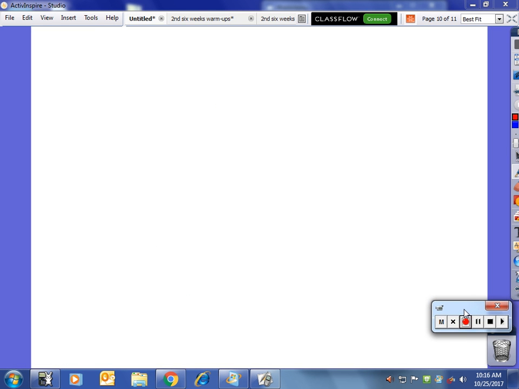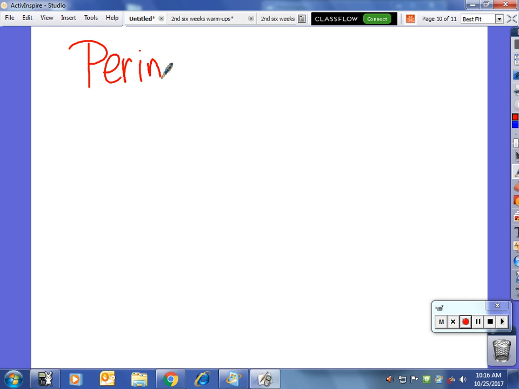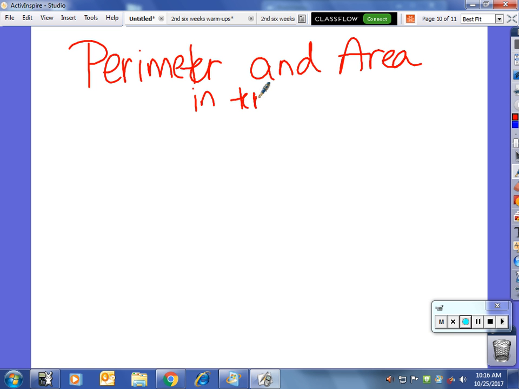Alright, the first thing I want to look at, guys, is more perimeter and area problems. And this time we're going to have dimensions that are binomials. Perimeter and area in terms of x, and it's a little bit different than the ones we've been doing this whole chapter. It involves what we learned yesterday. We did a little bit of this in our notes, but let's just make sure we know how to do it.